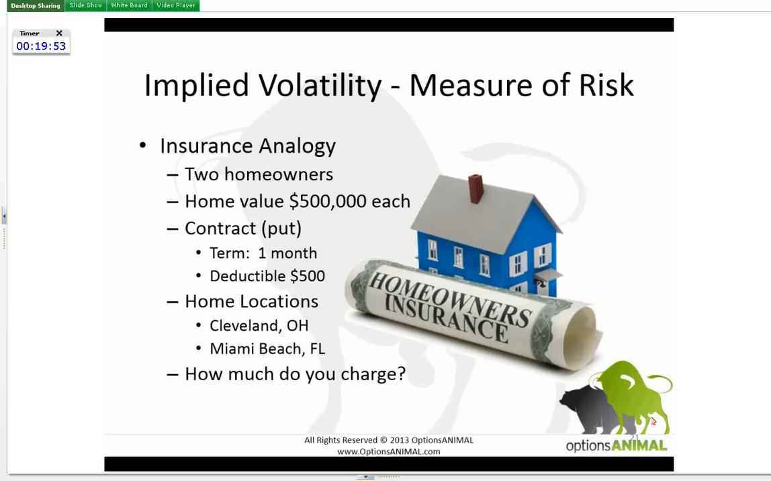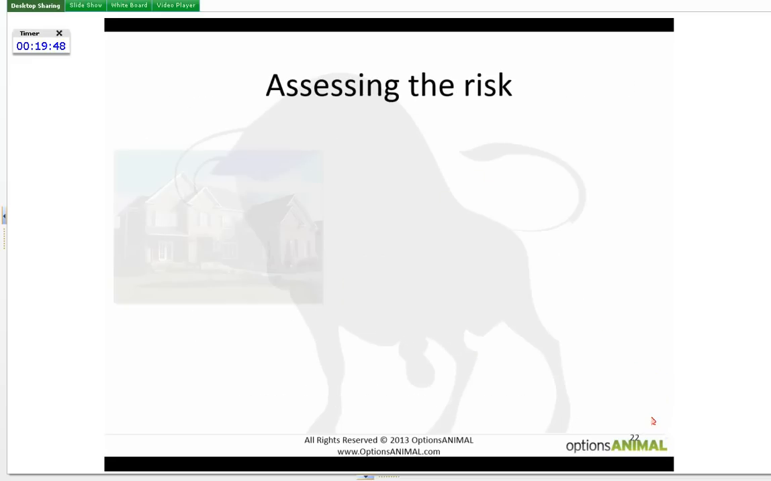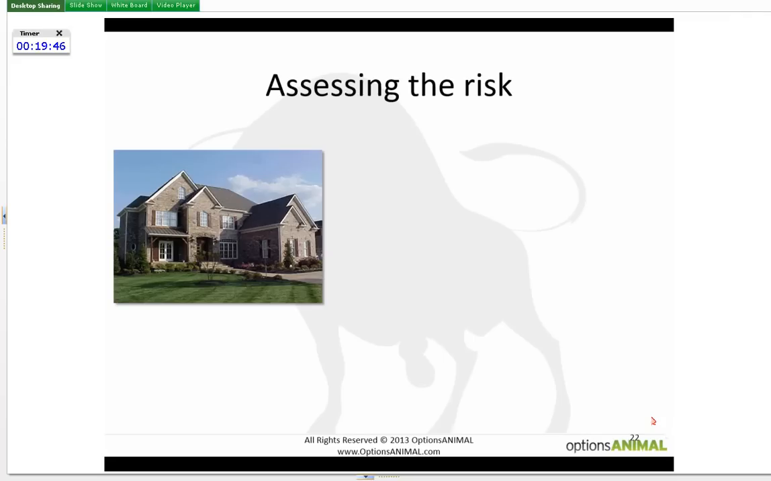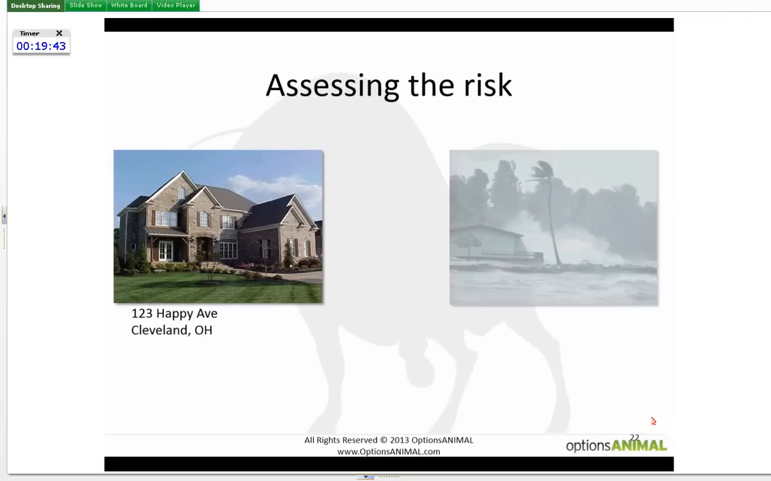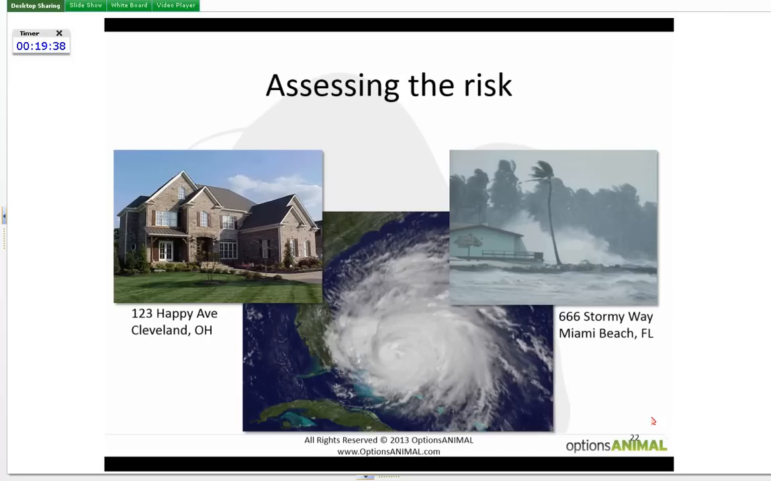So who do you charge more money? Oh, and by the way, your assessor sends you these photos. Here's a picture of one homeowner's house in Cleveland. You get a lot of home for the money. And here's Miami. Oh, and by the way, there's a hurricane coming. Put yourself in the shoes of the insurance company. Who are you going to charge more money to? There's a hurricane bearing down on South Florida, and somebody wants to buy insurance 2 days before it comes. There are regulations about insurance, but let's forget about that. Who are you going to charge more money to?